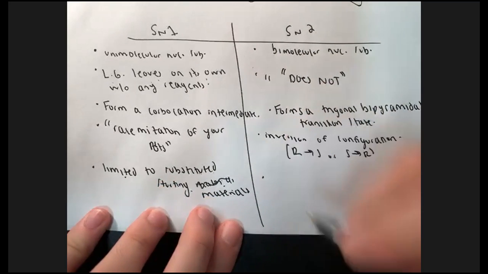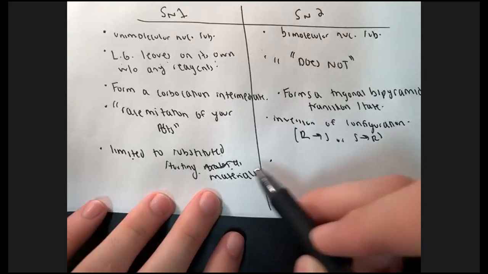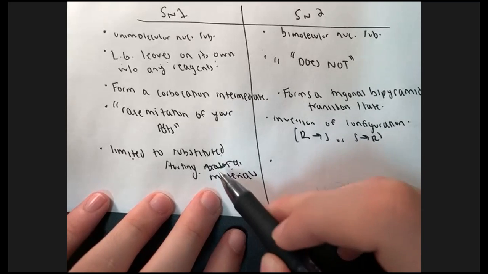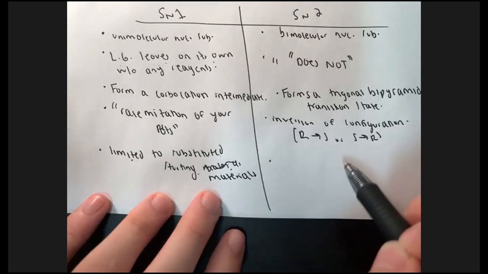Okay, so now we're thinking, well, we're not going to go through a carbocation intermediate, and those reaction pathways are limited to pretty substituted starting materials. What do we think SN2 is going to do? What are we limited to?